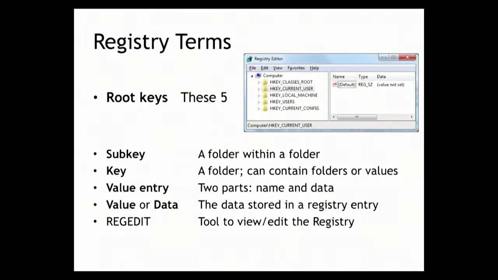So the registry looks like this. It is structured with 5 root keys. These are pretty screwy. They do not map to 5 files. They map in a very strange way to the hard drive and disk. Some of them aren't on the disk at all.